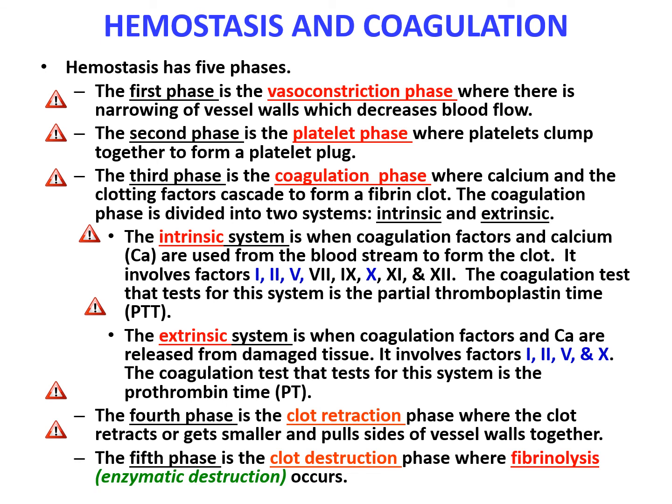So the thing we need to take away from here is this is a very complex process, right? And it has 5 phases: vasoconstriction, platelet, coagulation, then you have intrinsic inside the body, right? Extrinsic outside the body, then you have clot retraction, and then clot destruction.